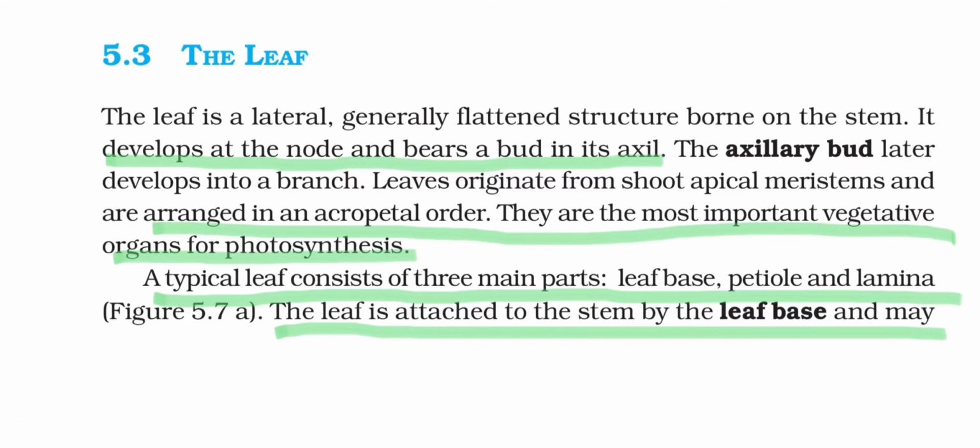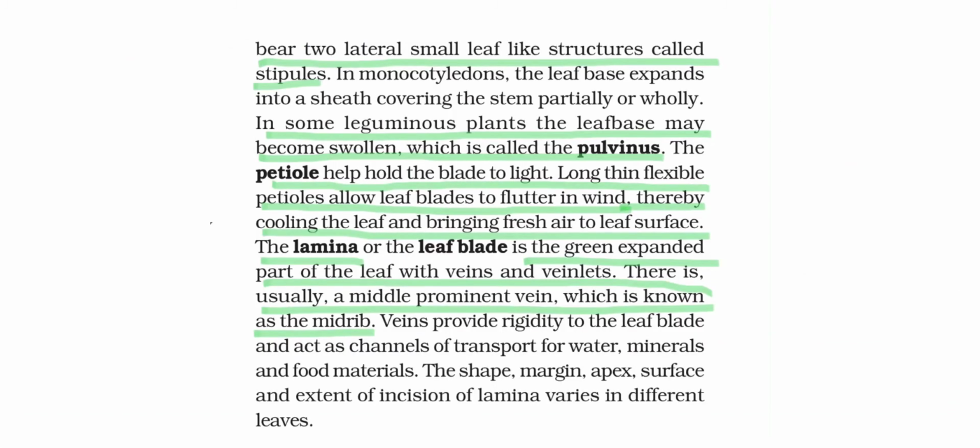Now the leaf is actually a lateral, generally flattened structure which is borne on the stem. The shape, size, number may differ from plant to plant. The leaf develops at the node and bears a bud in its axil. The axillary bud develops into branches. Leaves originate from the shoot apical meristem, and they are arranged in an acropetal order. That means the older leaves are at the bottom side, and the younger leaves are on the upper end. They are the most important vegetative organs for photosynthesis, as I have told you.